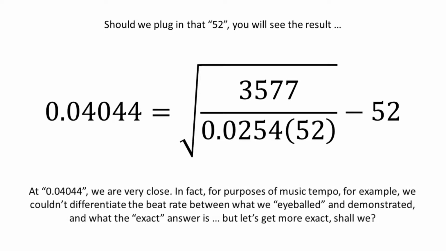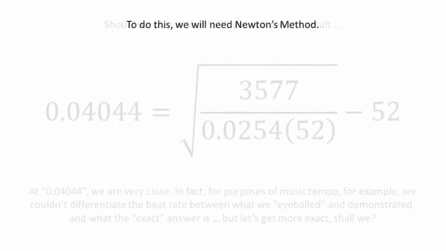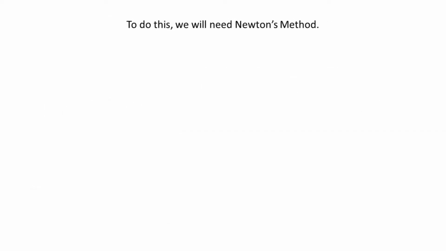0.04044. Pretty close. In fact, at 0.04044, we are very close. For purposes of music tempo, which is really why I even started looking into this, we couldn't differentiate the beat rate between what we eyeballed and what was demonstrated and what the exact answer is, but let's get more exact, shall we? So to do this, we'll need Newton's method.